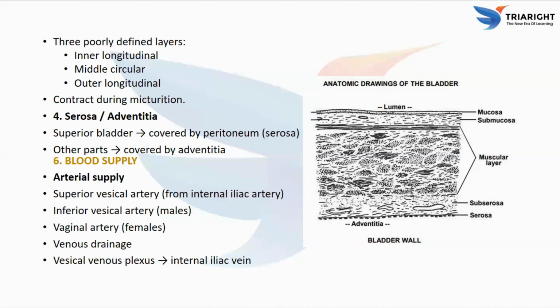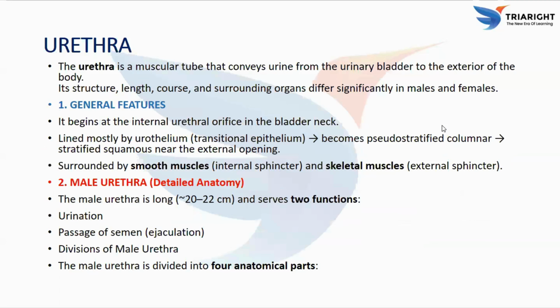So this is about the parts of the bladder, the coverings of the bladder and how the blood supply is done to the bladder. So the next part, the last part of the urinary system, is the urethra. So what is the urethra? It is a muscular tube that carries urine from the bladder to the outside of the body. So the structure and length of the urethra are very different in males and females.